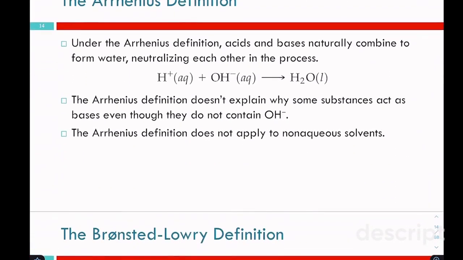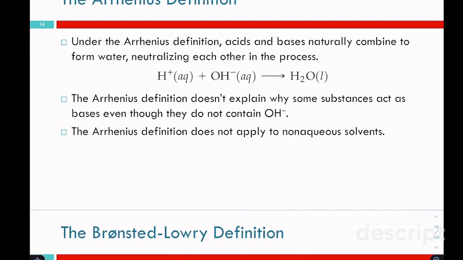Under the Arrhenius definition of acids, acids and bases naturally combine to form water. This is why they're opposites, because they neutralize each other. If you have hydrogen, H+, and hydroxide, those can react to form a single water molecule, which is neutral.